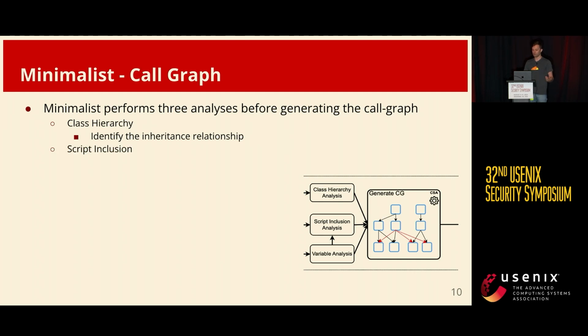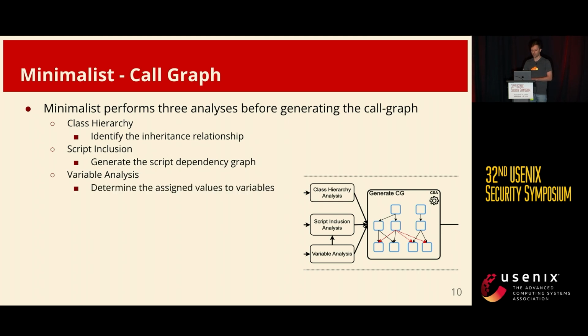We then do script inclusion analysis, which if you notice in the graph, that also has an arrow input from variable analysis, where we generate the script dependency and know which script can potentially include other ones. And lastly, we do a variable analysis, and we determine the values that are assigned to each variable. And in all of these steps, we had to make abstractions and assumptions to be able to implement this. For instance, one of the abstractions that we made is to assume that variables defined in any context can be used in any other context. And finally, we were able to generate the call graph.